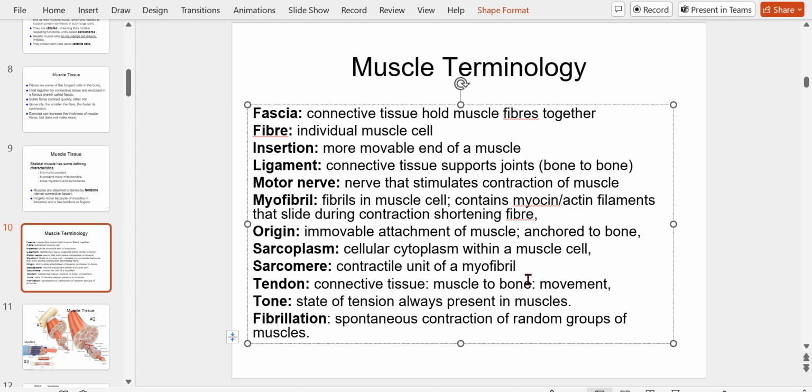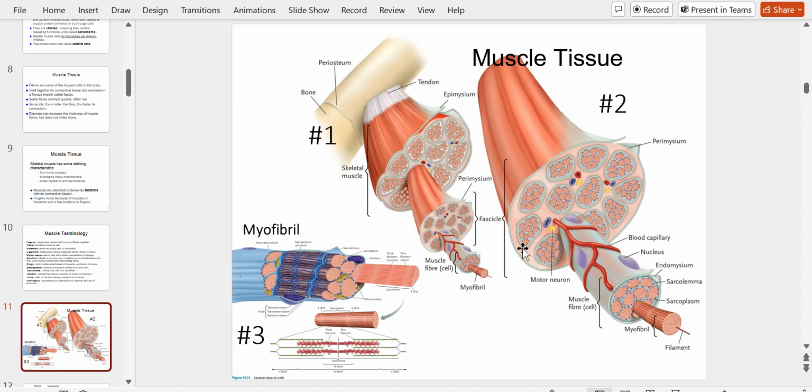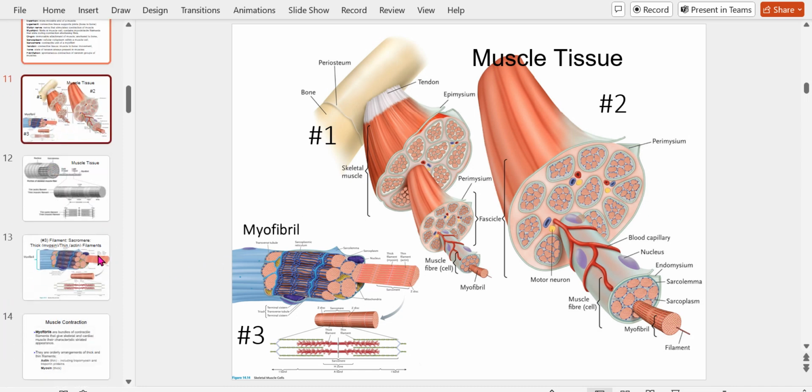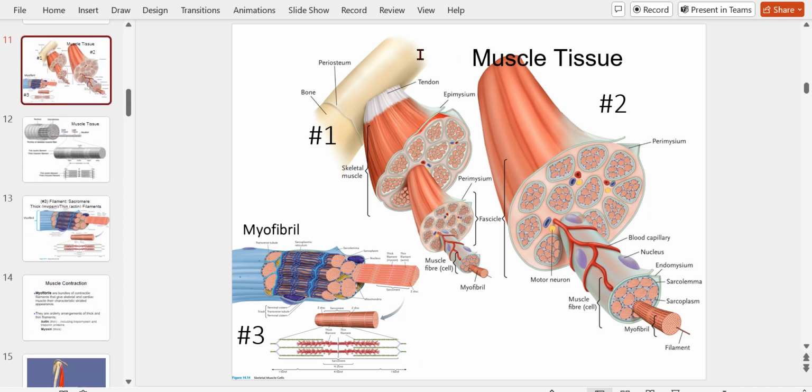We'll talk more about that later. It's called muscle tone or muscle tonus. Fibrillation is the spontaneous contraction of random groups of muscles. So you see, this is where we're at when we're looking at the macro.